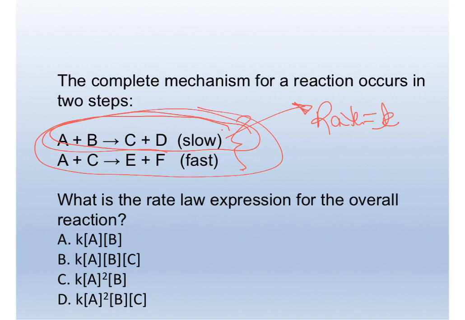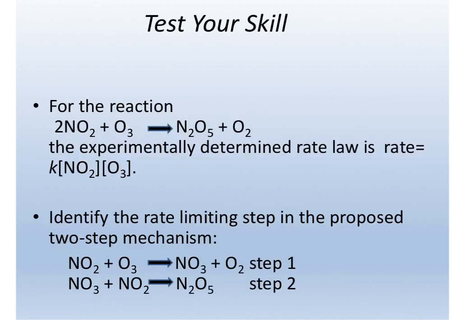Now you can write the rate law directly from the slow step. So its rate equals its rate constant times the concentration of each of the reactants in that slow step. They both have a coefficient of 1 in front of them, so we understand them to have exponents of 1. And that is it. So the correct answer would simply be A here. All right, here's one more question.